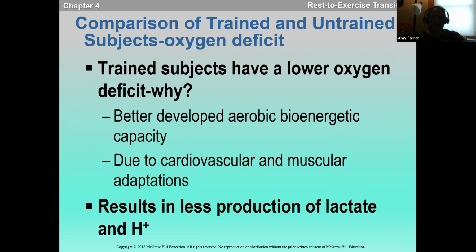If we look at trained versus untrained, trained subjects, generally speaking, have a much lower oxygen deficit. Why? Well, because they're aerobically conditioned to be better. So their capabilities and their capacity is better. Their cardiovascular and their muscular systems have both adapted to it. So what ends up happening here is we have less production of lactate and those free hydrogens. So we get to that steady state faster and we have less of a deficit.